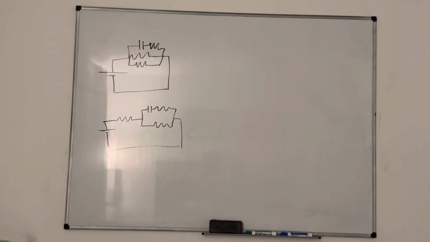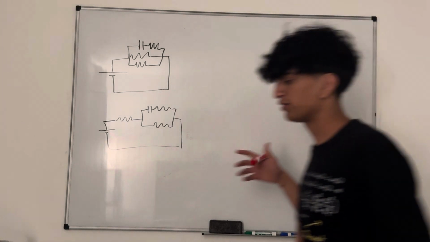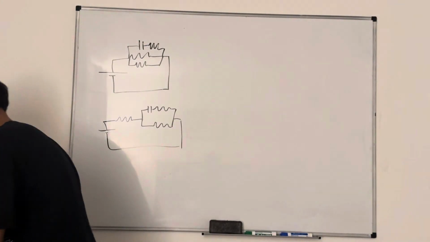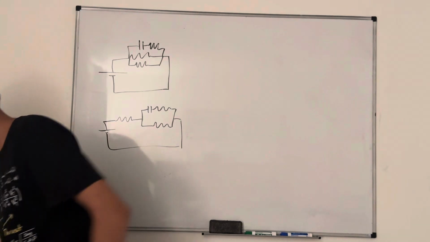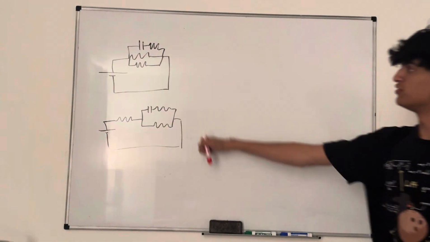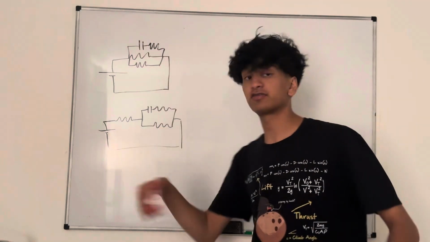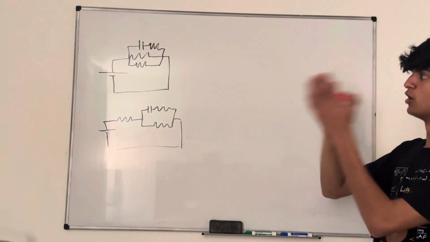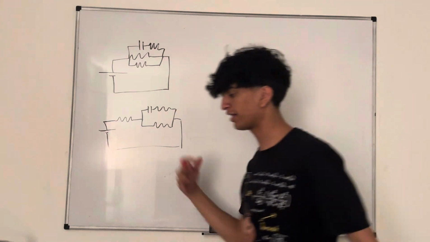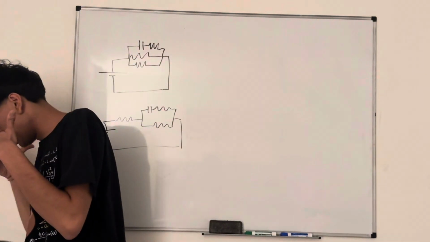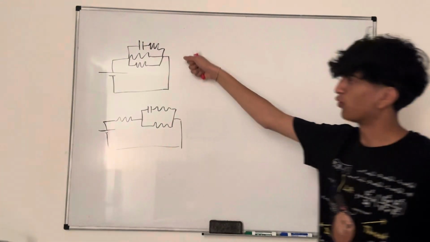So this is the parallel lab thingy. I think it's page 13. You have to build these two circuits and analyze them, and we're going to talk about how the capacitor affects each circuit.